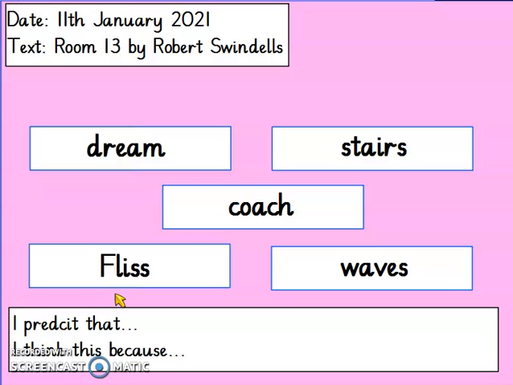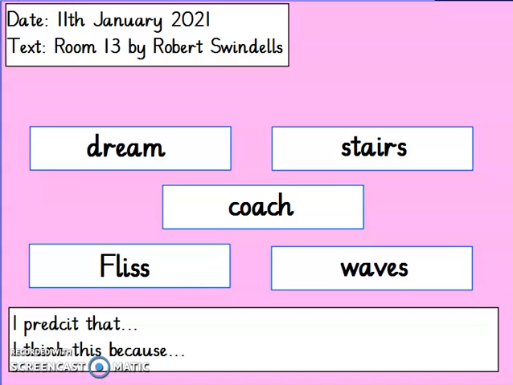So an example of a prediction could be, I think that in the first couple of chapters we will meet a character called Fliss, and she has a dream about something. I think she goes on a trip and ends up at the seaside. I think this because it's got the word coach, so she could travel in a coach, and I know that waves are at the sea and the sea is near the seaside. I want you to pause the video now, Year 6, and write your own predictions. Don't forget to punctuate your sentences correctly.